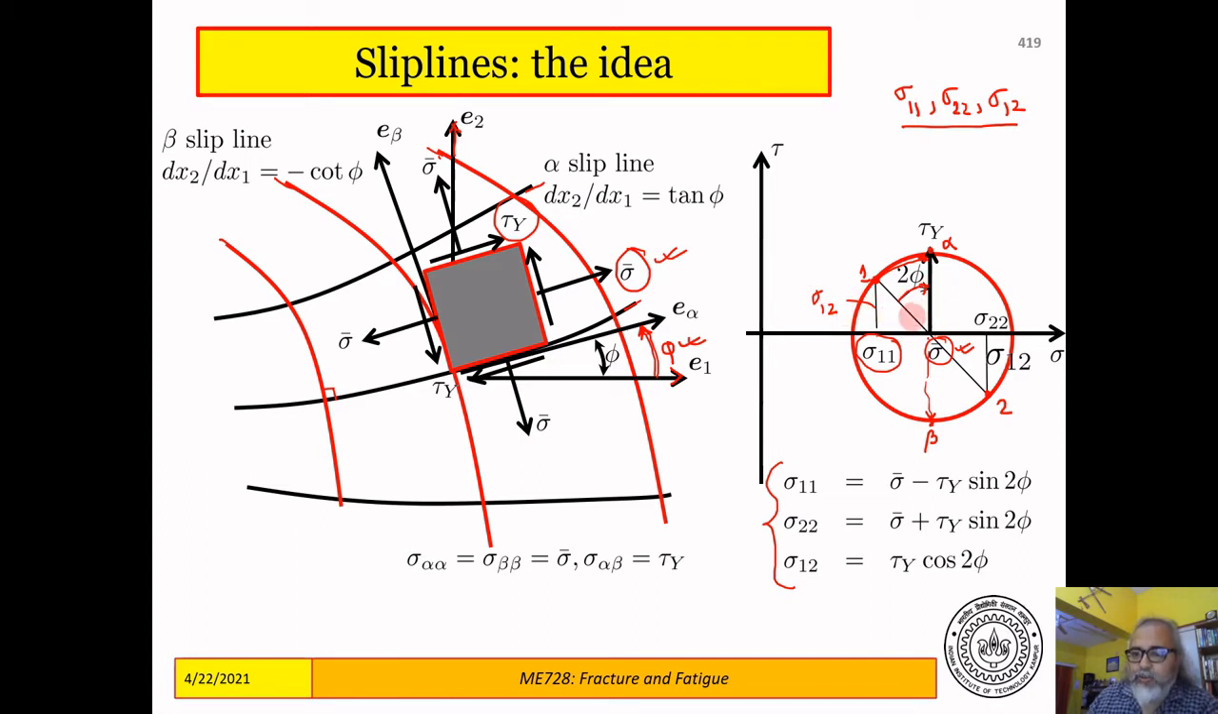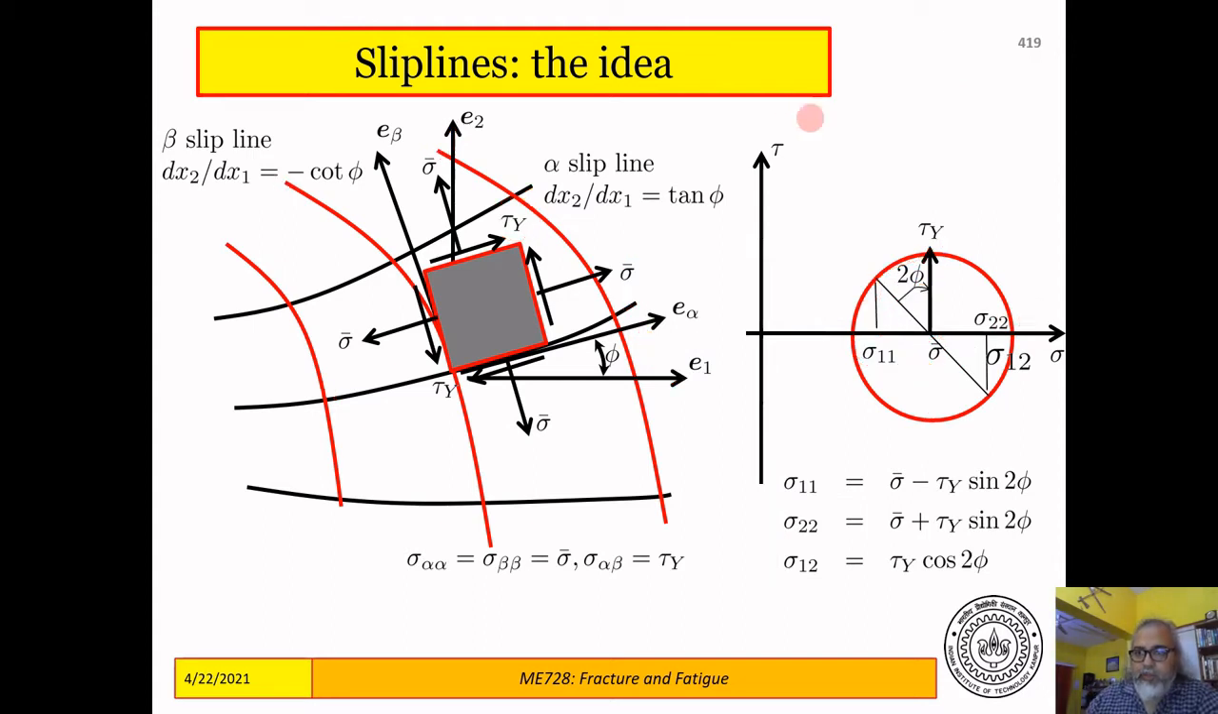So if this angle is 2 phi, this angle is 90 degrees minus 2 phi. So you get sigma 11 as sigma bar minus tau y sine 2 phi. Sigma 22 is, this is also 90 degrees minus 2 phi, so sigma 22 is sigma bar plus tau y sine 2 phi. Sigma 12 is tau y cos 2 phi. It's because this is your sigma y.